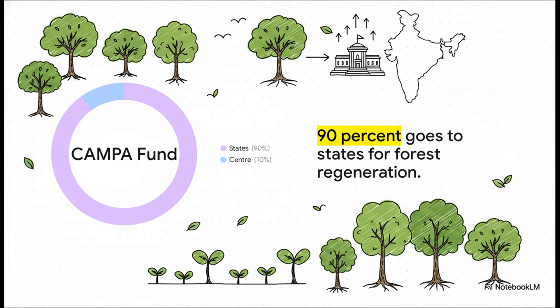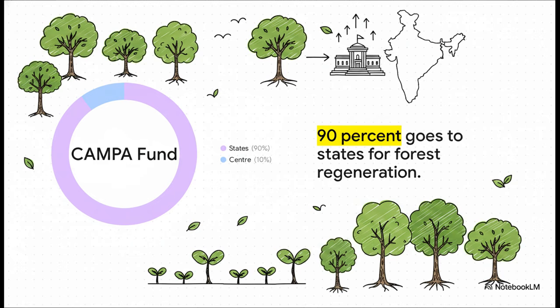Now here's the catch. When forest land is diverted under that 1980 Act, compensation actually has to be paid. Enter the Compensatory Afforestation Fund Act of 2016, which is managed by CAMPA. And the financial breakdown here is brilliant for exam purposes.